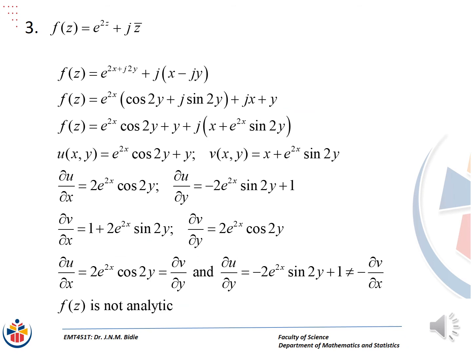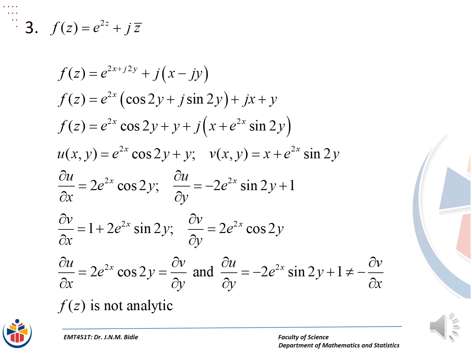Number 3, e to the power z plus j z bar. That's the function that we have been given. Firstly, change to x and y by substituting z and z bar, and then remembering that e to the power 2x plus j 2y is the same as e to the power 2x times e to the power j 2y. So the angle for cos and sine is 2y. So hence we have e to the power 2x cos 2y plus j e to the power 2x sine 2y.